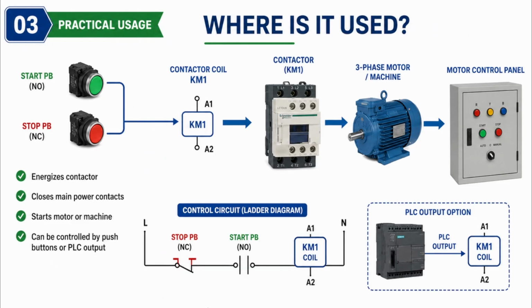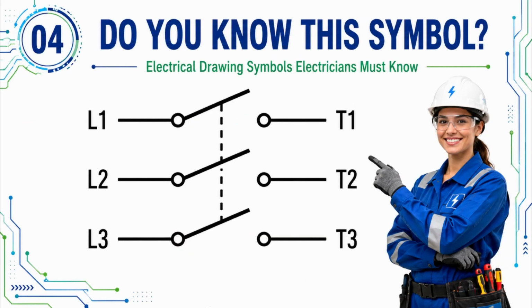Now let's connect it with the symbols we already learned. The normally closed stop button and normally open start button control the KM1 contactor coil. When KM1 energizes, the contactor closes its main power contacts and the motor can start. The same contactor coil can also be controlled by a PLC output in an automated system. Here is symbol number 4.